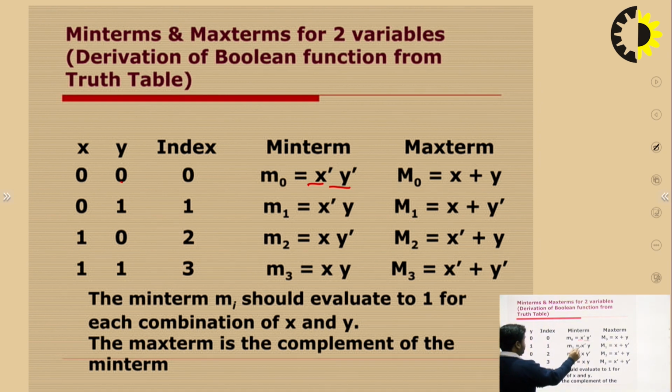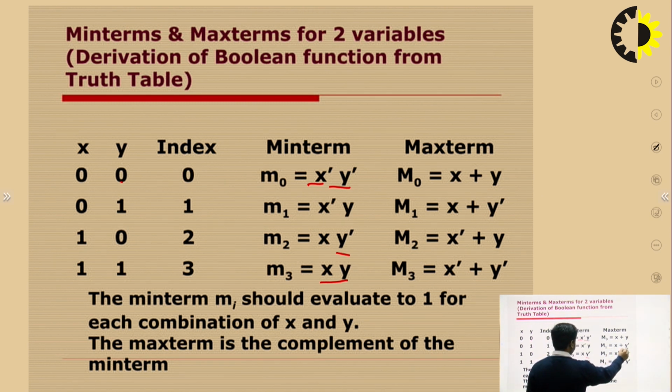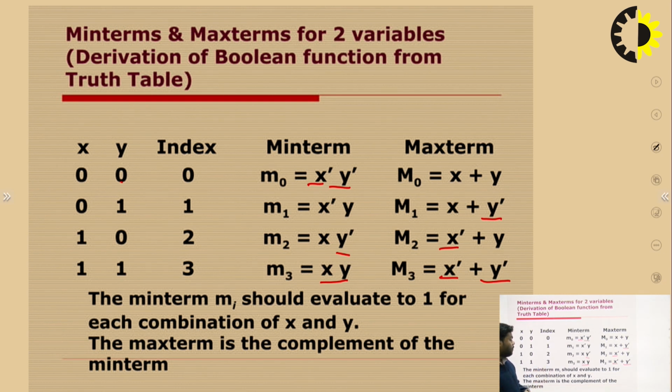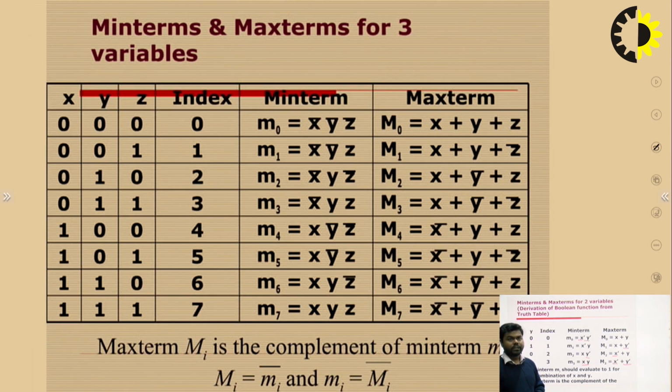0 as a complement gives x bar, y, then x, y bar, and here there is no 0, so x and y. For the max term we have to take 1 as a complement. So we are taking 1 values as a complement for the max term, and 0 as a complement for the min term. Okay, you can understand from here.